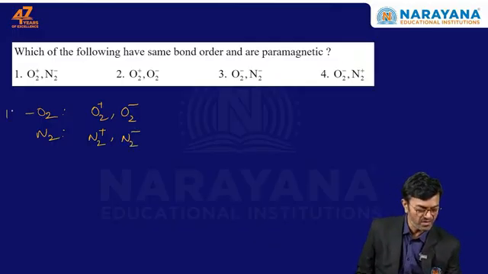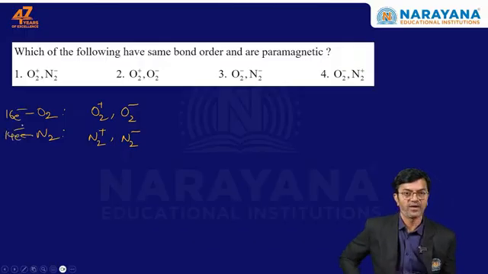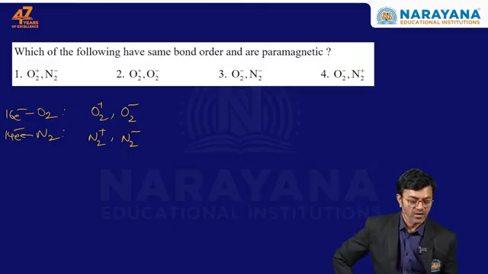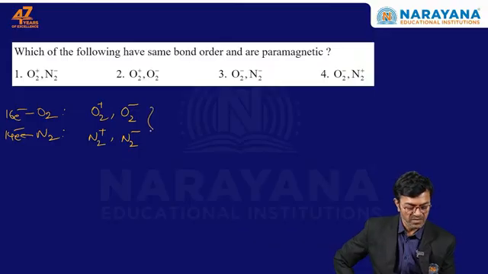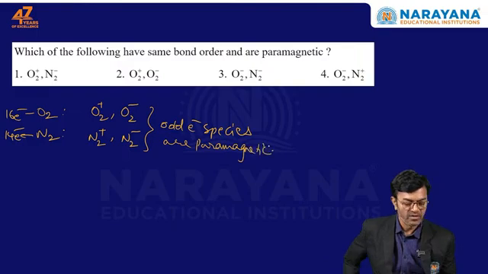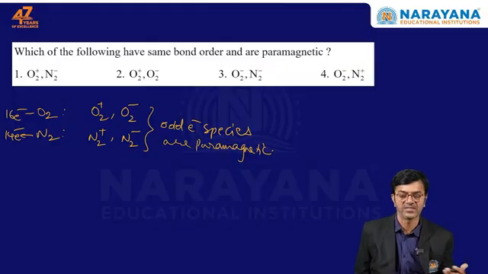Oxygen has 16 electrons. Nitrogen has 14 electrons. When you add or subtract an electron, both give odd numbers. That means these are all odd electron species. So, odd electron species are paramagnetic. That means all the 4 ions here are paramagnetic. So, we need not check paramagnetism again. The only thing we have to check is bond order.